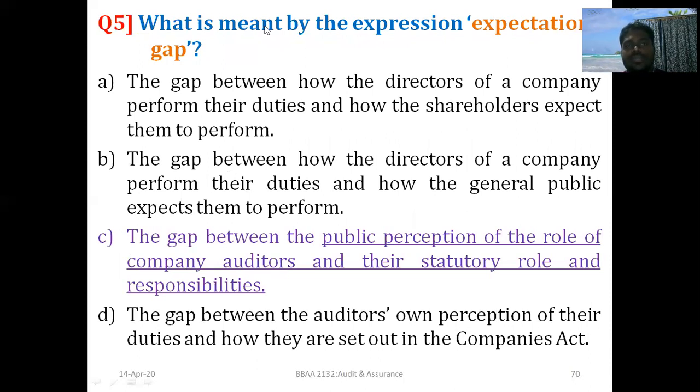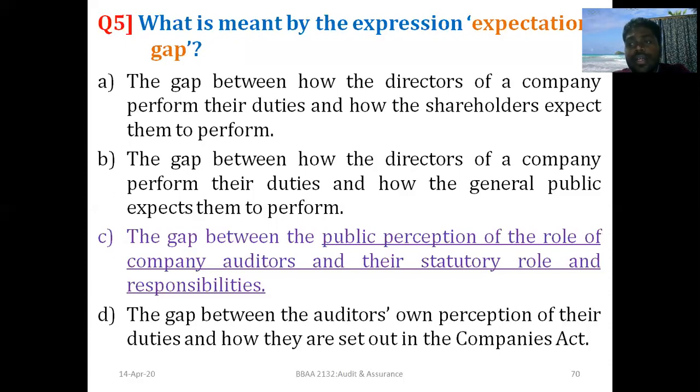What about question number 5? Question number 5 says, what is meant by the expression expectation gap? Yes, this is also under the additional information. So we will discuss what is the meaning of expectation gap. Expectation gap, simply you can say, is a gap or difference between the users of the audit report, the general public of the audit report, and the actual outcome delivered by the auditor under his or her legal responsibilities. So it's a misunderstanding or misjudgment of the users.